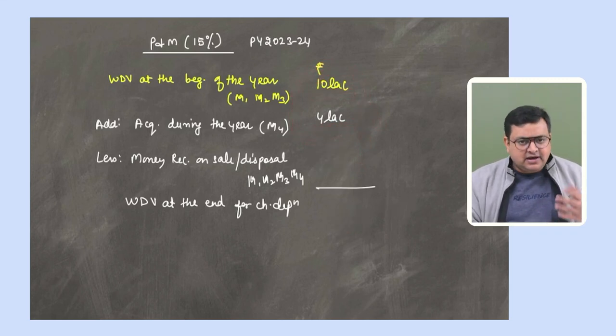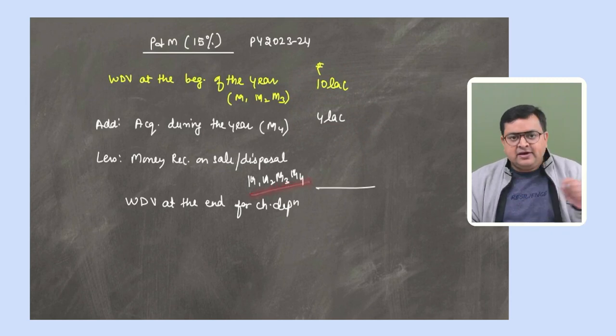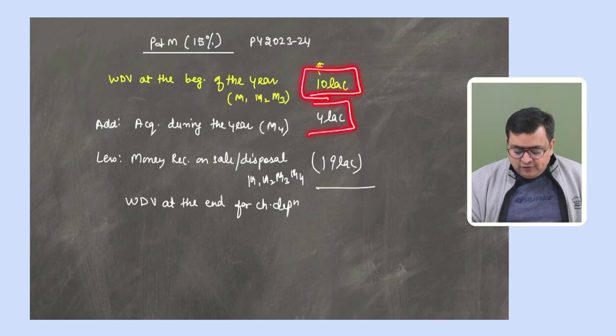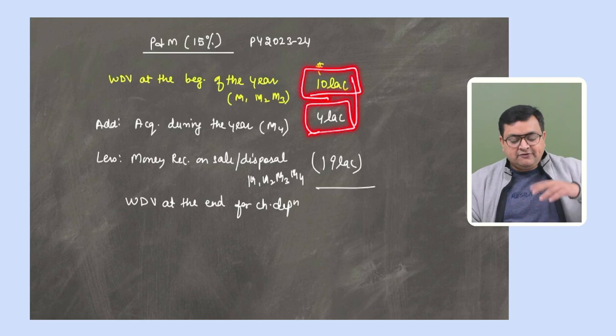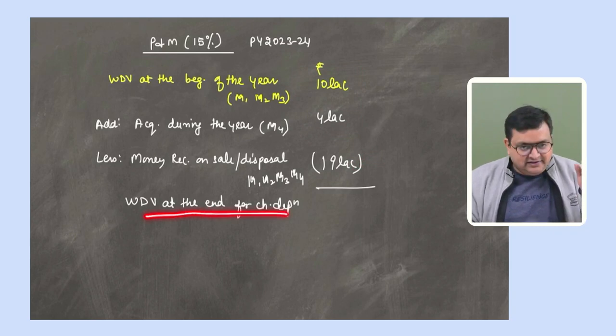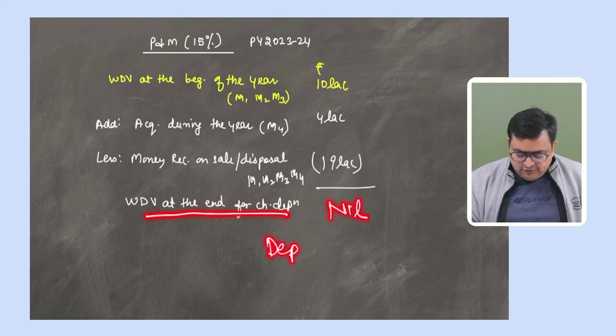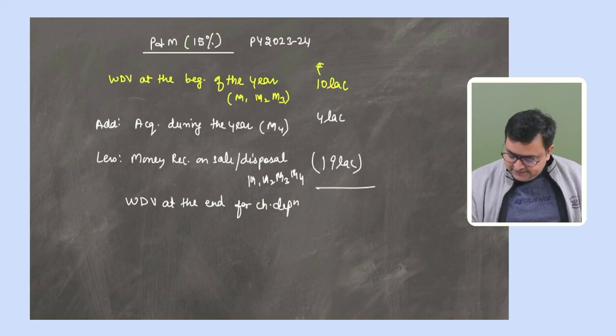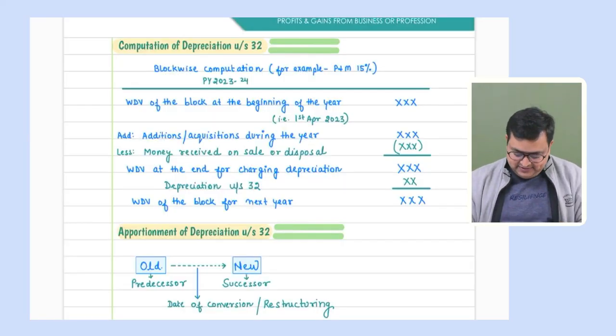And let's say the other case could be, if you have sold the entire block for rupees 19 lakh. In that case, 10 lakh was the opening value, 4 lakh is the acquisition, that is 14 lakh, and you have sold it for 19 lakh. So there is a 5 lakh rupee surplus. Is there a WDV at the end of the year for charging depreciation? The answer is no, there is no block at all. So the WDV at the end would be nil, depreciation of course would be nil, and here you have gained 5 lakh rupees. So it would be short-term capital gain under section 50, of 5 lakh. Do you remember that? So this was a revision of section 32, depreciation.